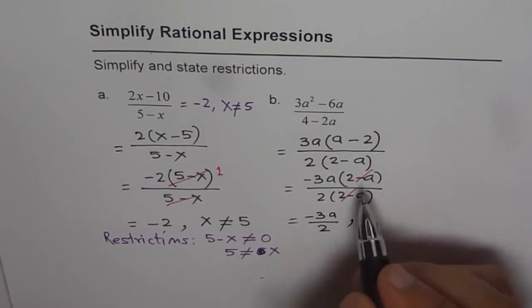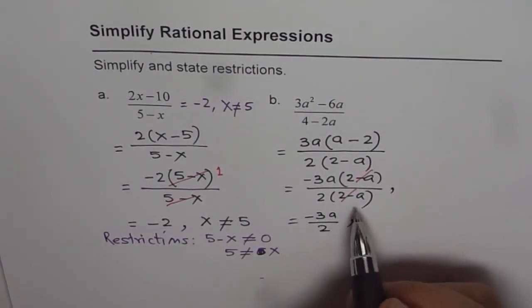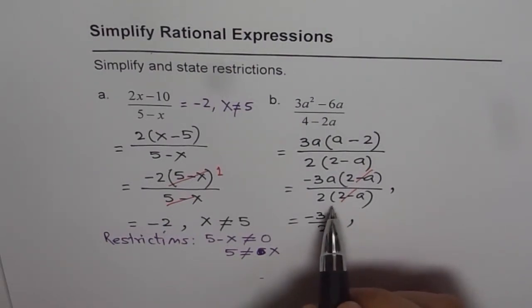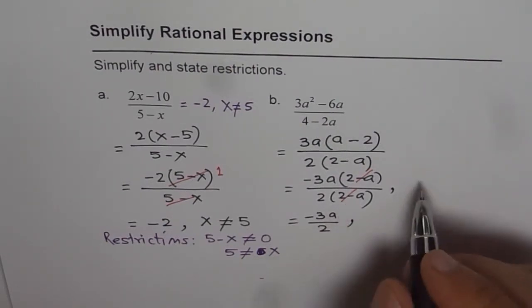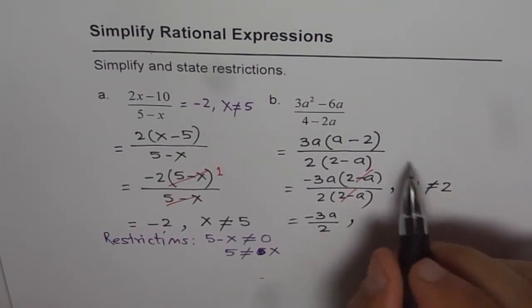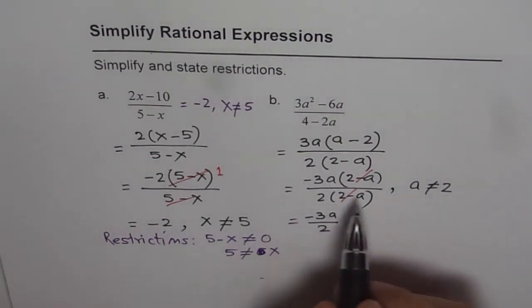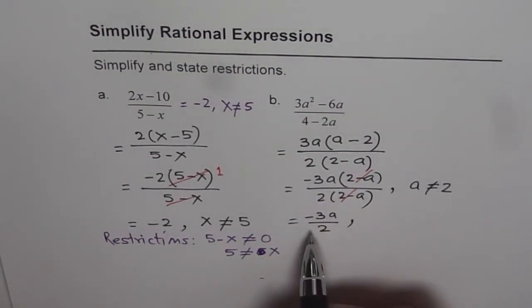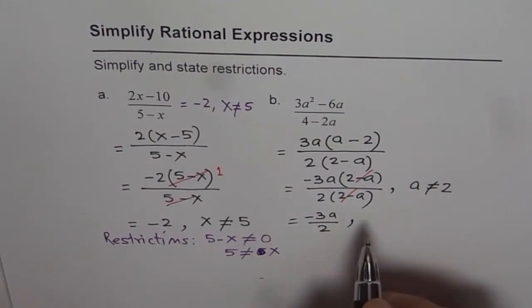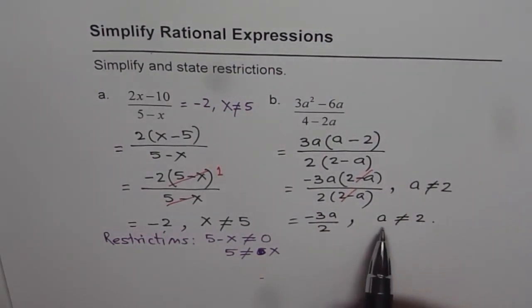At this time, since we cancelled, we have to write restrictions also. The restrictions are all the values of a which could make the denominator 0. The a value is 2, right? So we say a is not equal to 2 is the restriction for the given rational expression, right? So here also, when we write the expression as equal to minus 3a by 2, we should write a is not equal to 2. So the restriction is that a is not equal to 2, right?